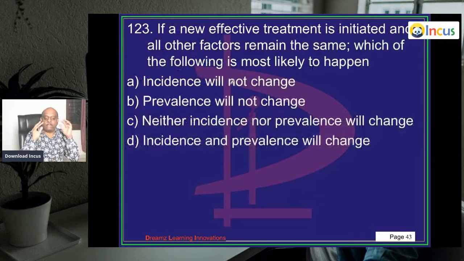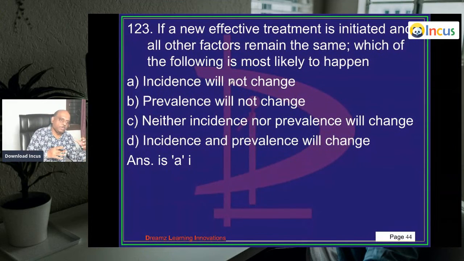If a new effective treatment is initiated and all other factors remain the same, what will happen? It's a new effective treatment. That means it has more impact in curing the cases. That's the reason it will have an effect on the prevalence, not on the incidence. Incidence is only new cases.